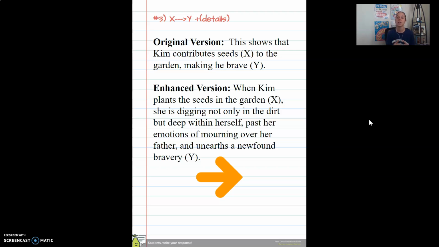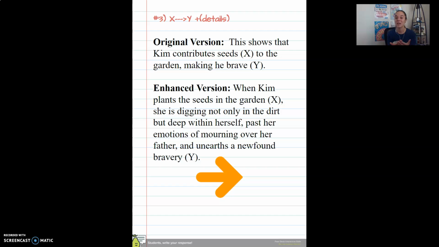So I'm going to say, when Kim plants the seeds in the garden, X, first step, she is digging not only in the dirt, but deep within herself, past her emotions of mourning over her father, and she unearths a newfound bravery, okay? Guys, that is way deeper than the original sentence of just like, she gardens, right?